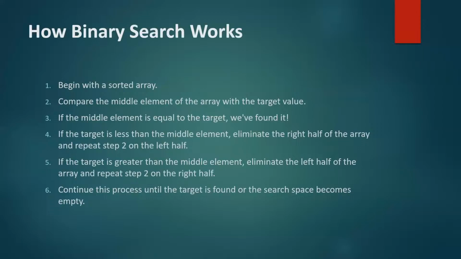First of all, how does binary search work? So we begin with a sorted array. We compare the middle element of the array with the target value. If the middle element is equal to the target, then we have found it. If the target is less than the middle element, we eliminate the right half and go back to step 2, only considering the left half. Otherwise, if the target element is greater than the middle element, then we eliminate the left half of the array and we repeat the second step considering only the right half. So we keep continuing this process until we find the target or our array becomes empty. If our array becomes empty, then the element is not present in the array, otherwise it is. So this is how binary search works.